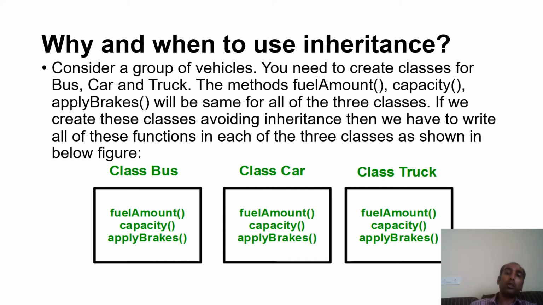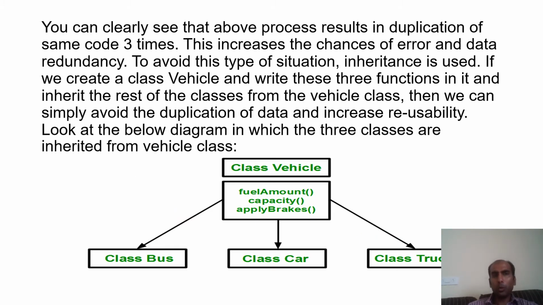So you are looking at three classes in the given figure, and three methods are defined in every class. Now what could be the advantage of inheritance? We will create these three methods in one class and then we will inherit it in all three classes. We do not need to make it again and again. So you can clearly see that the above process results in duplication of the same code three times. This increases the chances of error and data redundancy. What is the meaning of redundancy? Redundancy means duplicacy. To avoid this type of situation, inheritance is used.